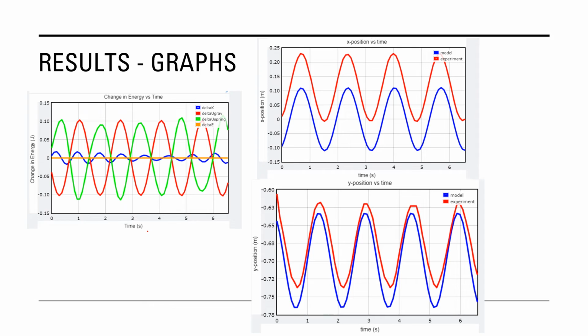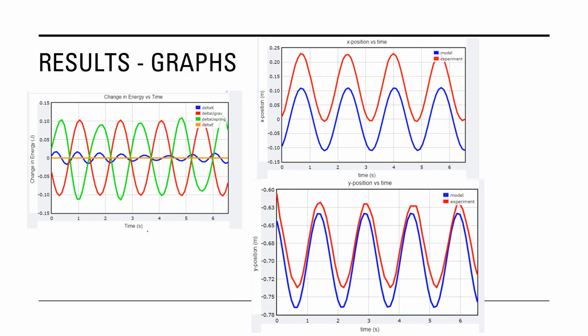So on the left, in the change in energy versus time graph, you can see that the potential energy of the gravitational force and the spring force are opposite. So as one goes up, the other goes down, and so forth. And the kinetic energy just continuously oscillates, but total energy is always going to be equal to 0 because there's no work being done.